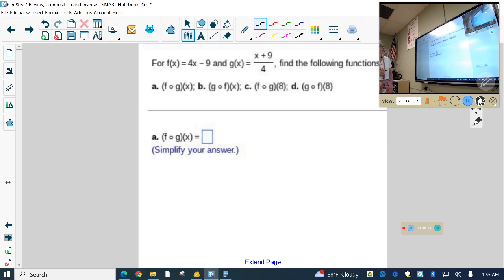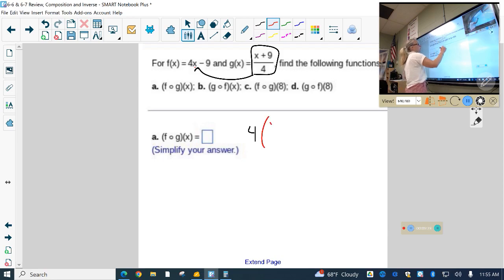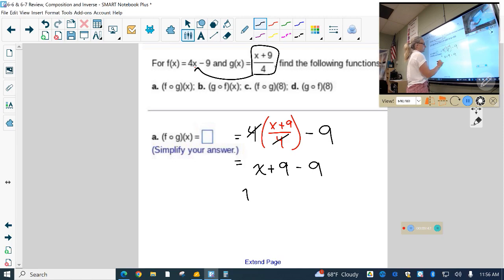All right, for f of x equals 4x minus 9 and g of x equals x plus 9 over 4, find the following functions. f of g of x. So first thing we have to do is take the entire g function and put it in for x. So I have 4, and then instead of x, I'm going to put in x plus 9 over 4, and then I have minus 9, and simplify. So the 4 cancels, so I have x plus 9 minus 9. So that gives me plus 9 minus 9, which also cancels, so I just have x.